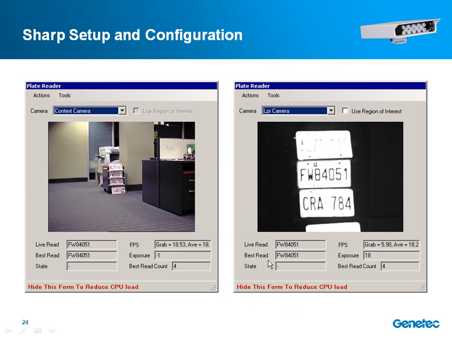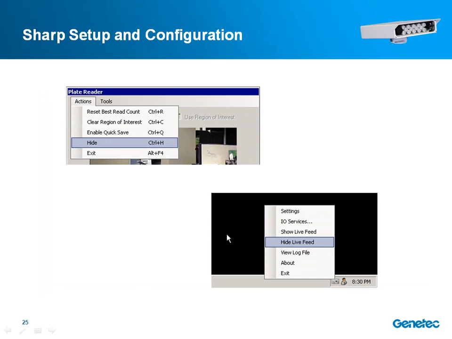If you want to verify that your plate reader server is working and reading plates, you can right-click on the plate reader icon in the toolbar and select Show Live Feed. You can choose the context camera to view the live feed, or you can choose the LPR camera to see the plate reads as well. Now don't forget to hide this before disconnecting, or it'll be using up CPU resources on the Sharp for no reason.